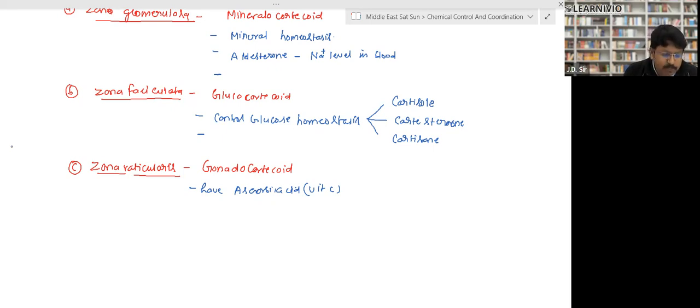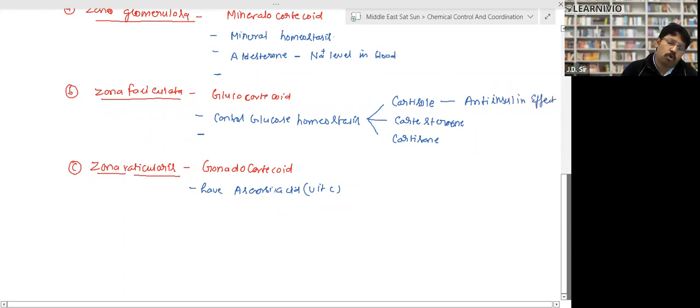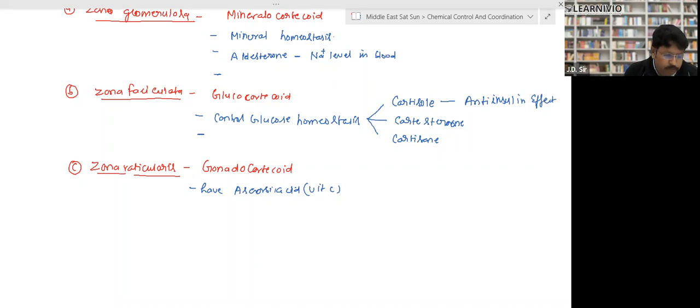Full stop. The next point is very important for your medical examination, so note it down. Cortisol also has an anti-insulin effect. Full stop.